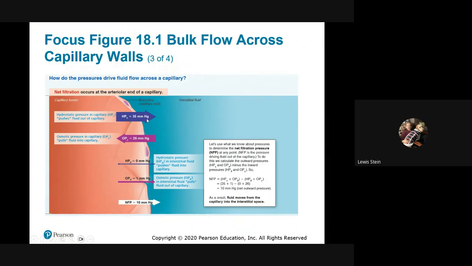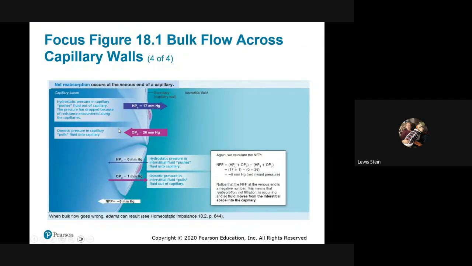Hydrostatic pressure, 35 out. Colloid osmotic pressure, 26 in. Net of 9. You know, these maybe make a millimeter one way or the other. So in this case, because some of the proteins in the interstitial fluid are pulling it out of the capillaries, the net filtration pressure is 10. Effectively, the stuff goes out. And yeah, oxygen will follow concentration. Just basically nutrients and things dissolved.